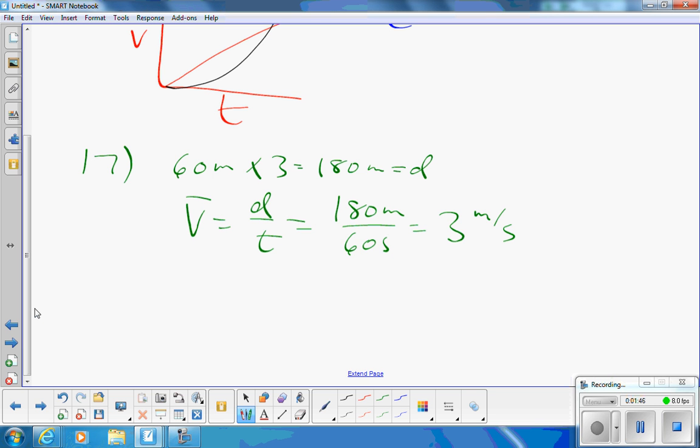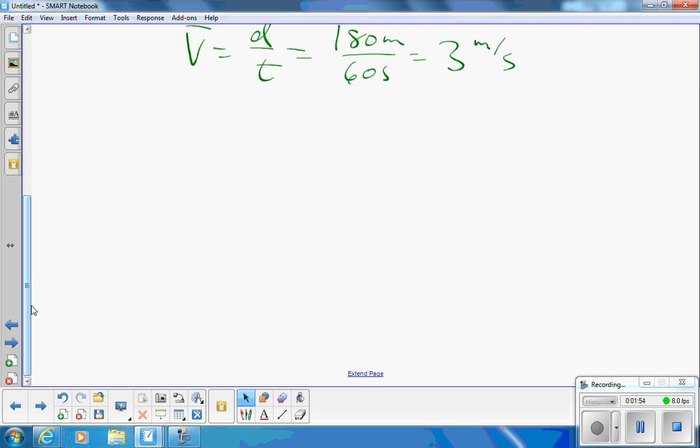Keep in mind, if they had asked for average velocity, it would be 0 because the displacement is 0, because you end up where you started. But they didn't. They asked for speed. Number 18.